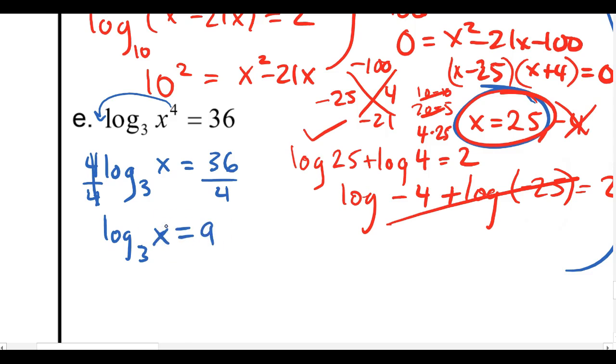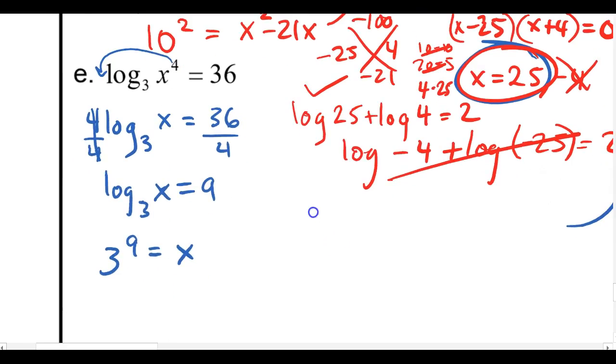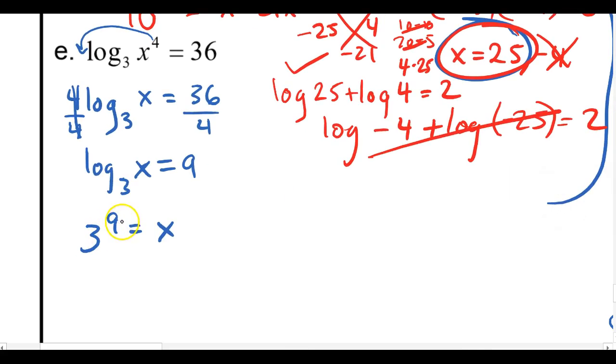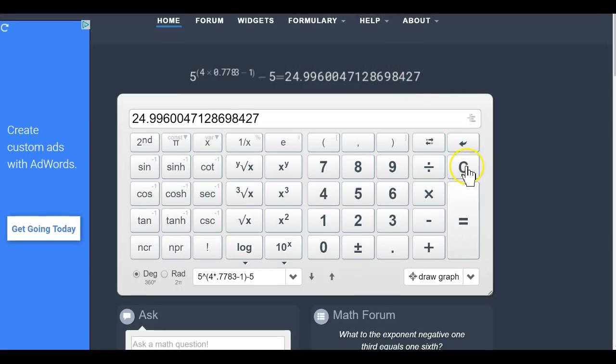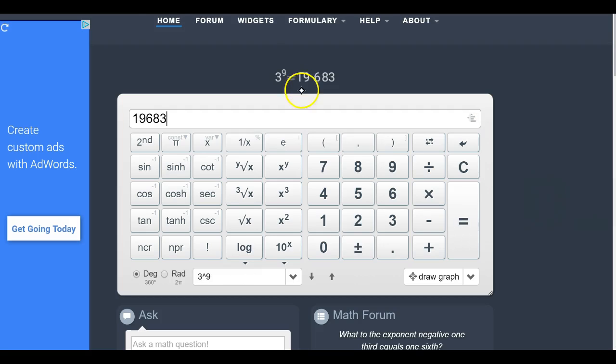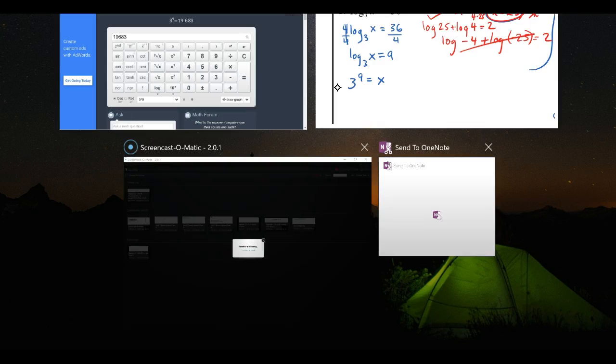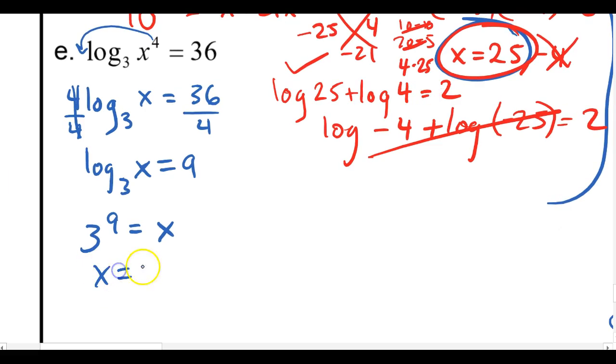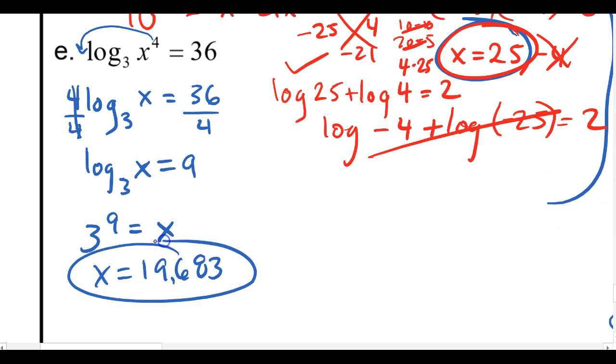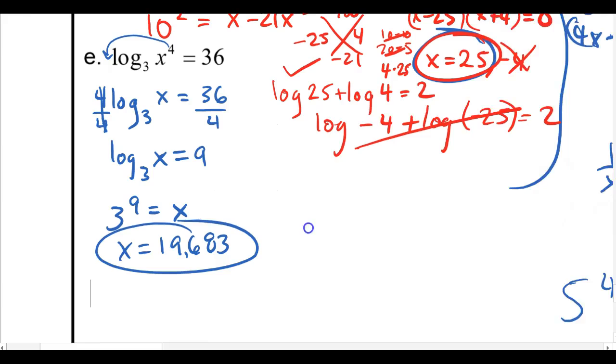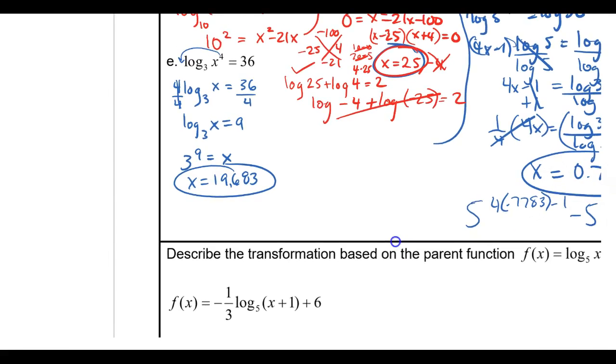Okay, this is starting to look more manageable. I don't have that scary exponent up there anymore. So now let's change it. So now 3 to the 9 equals x. Oh, there we go. And then let's figure out what 3 to the 9 is. With our trusty old calculator, 3 raised to the power of 9 equals 19,683. So you just kind of have to try different methods, see which one's going to work for you. Okay? That was our last one for solving.